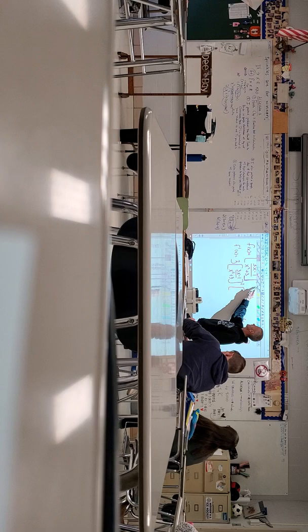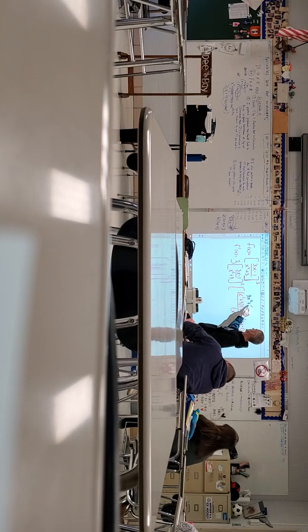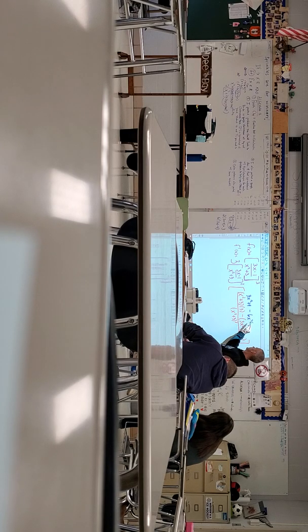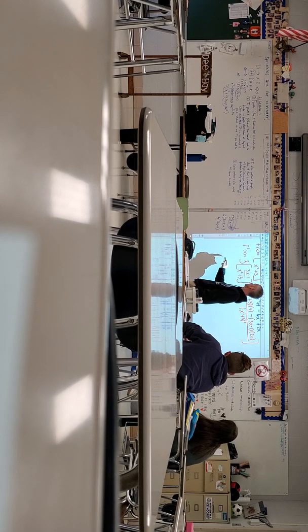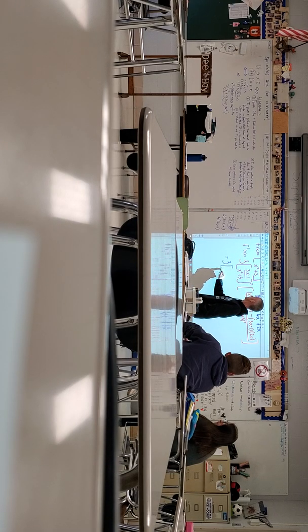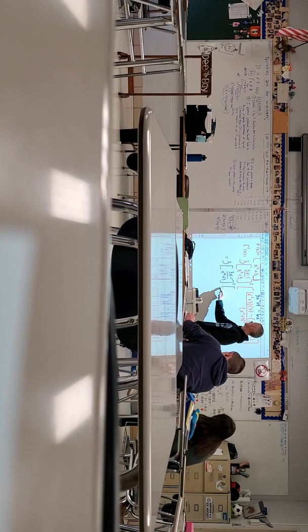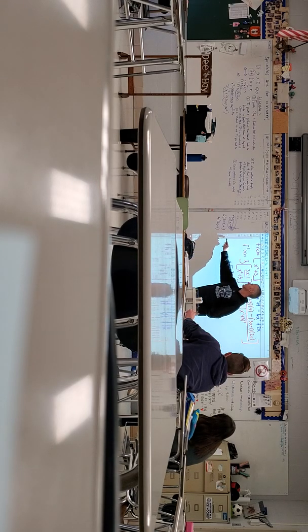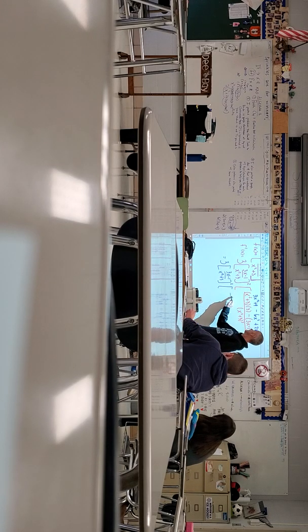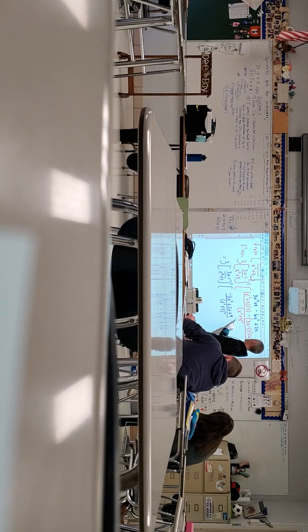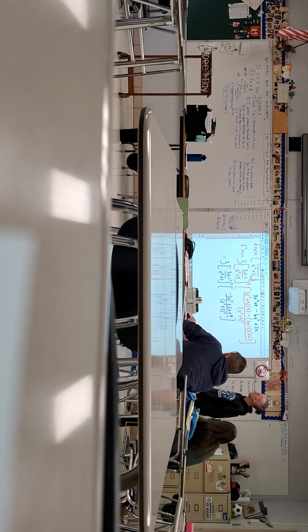So we're gonna start distributing here. Let's put some things together. 3x squared plus 9 minus 6x squared plus 2x. So we combine those like terms.